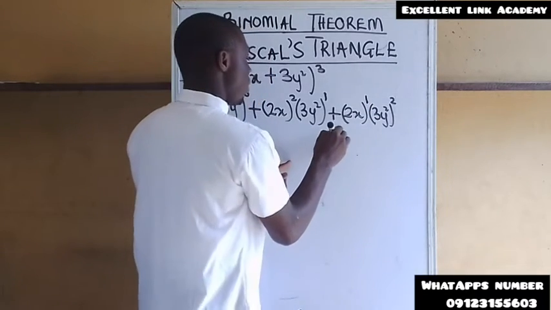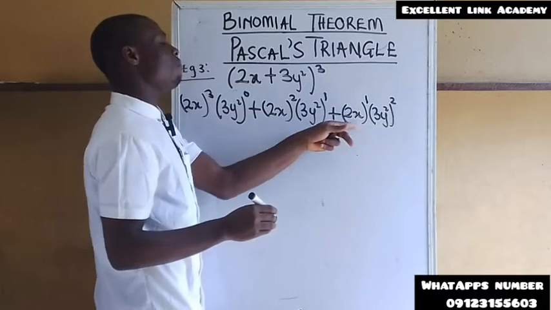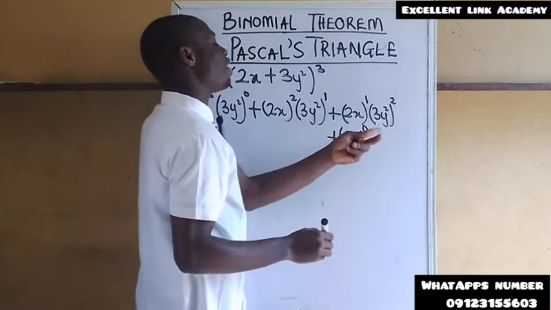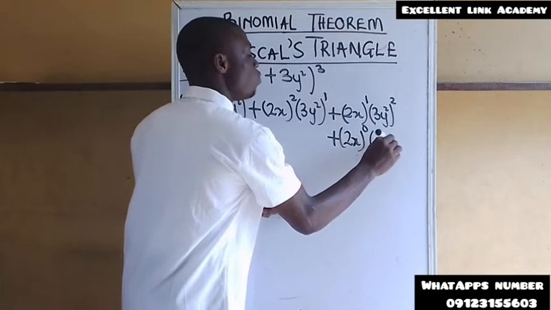Lastly, I will have plus, reduce the first term by 1, I have 2x to the power of 0. Increase the second term by 1, I have 3y squared to the power of what?